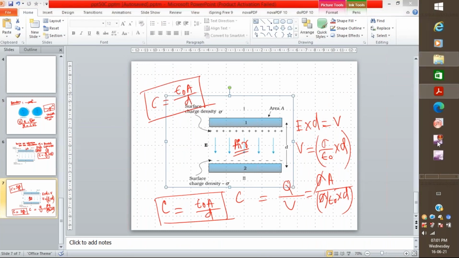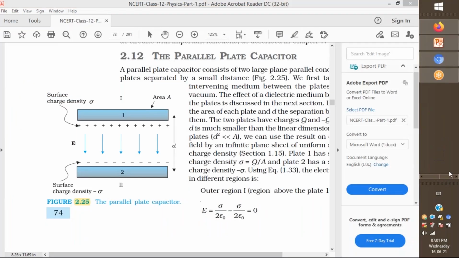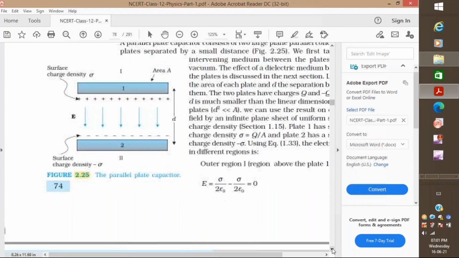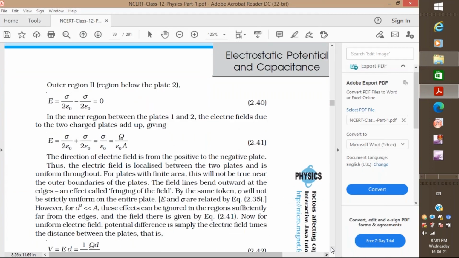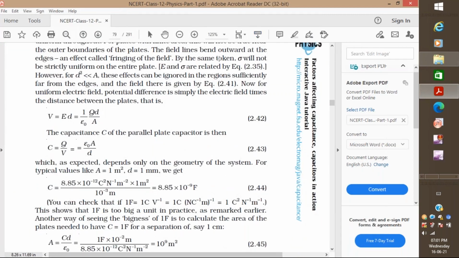And look here, in the beginning itself, we have told that the capacitance of a capacitor depends only on the geometry. You look, we have got this capacitance. So epsilon naught is the free space permittivity, that is a constant term, and this is the area of the plate, and this is the distance of separation between the plates.